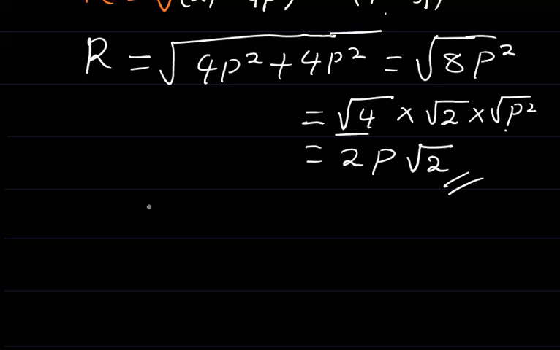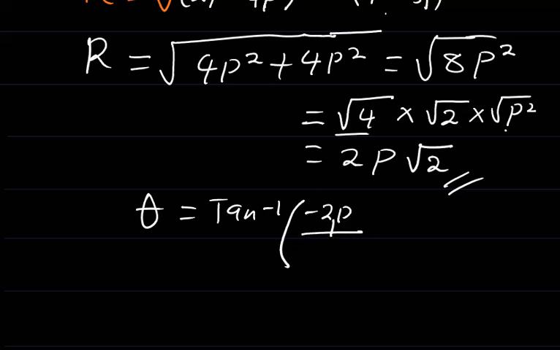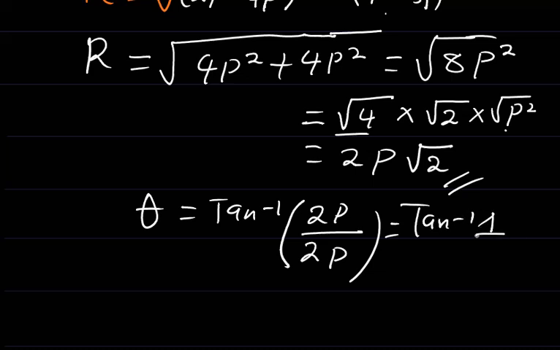The direction of the resultant, theta, is the tan inverse of the vertical over the horizontal. The vertical force is minus 2p, the horizontal force is also minus 2p, so the minus will cancel out. That's 2p all over 2p, which is tan inverse of 1. So the direction is 45 degrees.